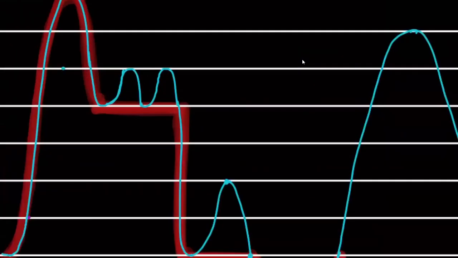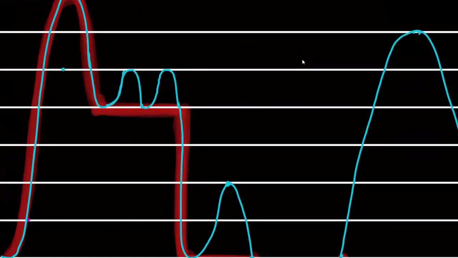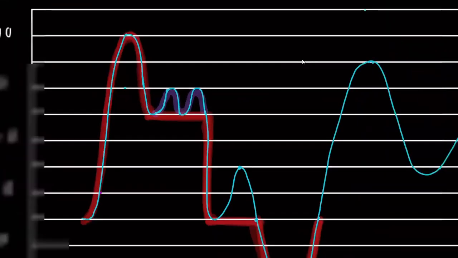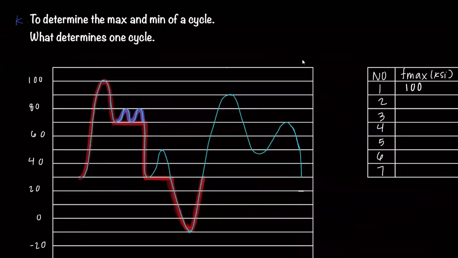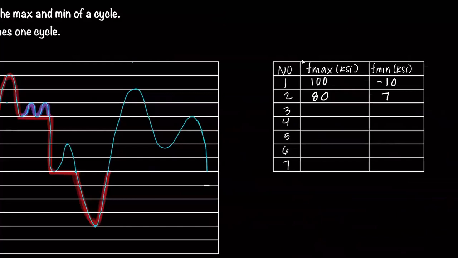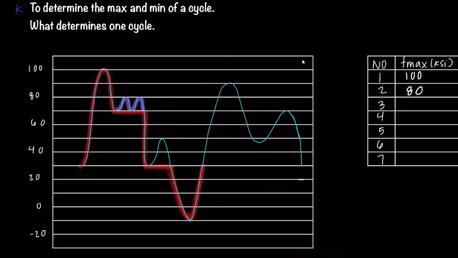Right here, we found another cycle. It's pretty much the same, it cycles back and forth from 70 to 80. That's considered one cycle. So the max is 80 KSI, and our min is 70. That's our second cycle.